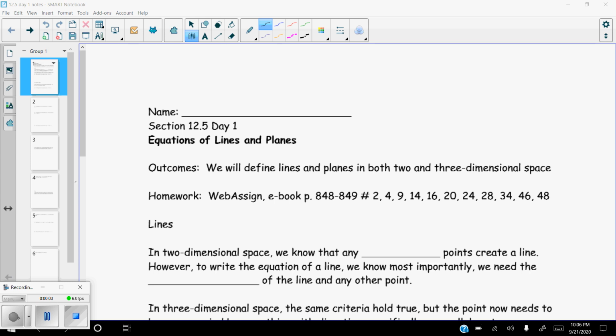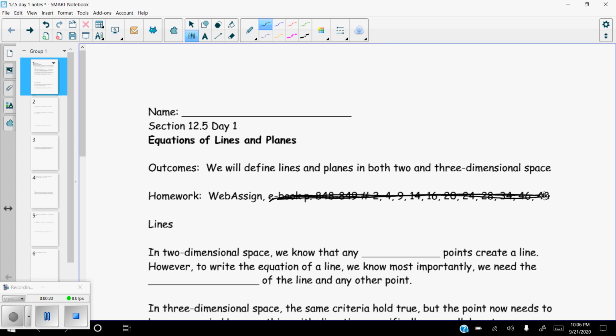All right, we are in 12.5, day one. We're going to do this one in 2 days. Equations of lines and planes. So first thing we're going to do is we are going to get rid of this. There is no ebook homework assignment. It's just your web assignment.